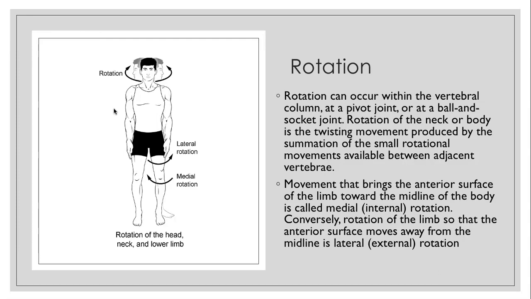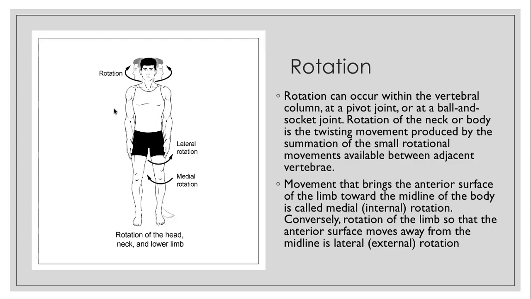And we can do rotation at a number of points. It can occur in the vertebral column, at a pivot joint, or at a ball and socket joint like your hip or your shoulder. Rotation of the neck or body is the twisting movement produced by the summation of small rotational movements that are available between adjacent vertebrae. Movement that brings the anterior surface of the limb toward the midline of the body is called medial, or internal rotation, and the opposite is rotation of the limb so that the anterior surface moves away from the midline.